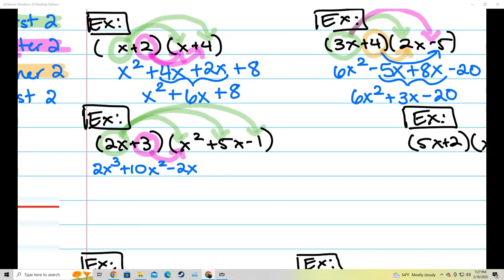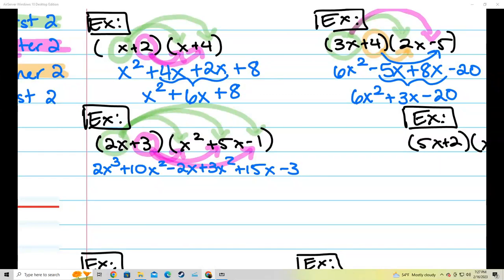So that's going to be 3 times x squared is a 3x squared. 3 times 5x, that's going to give me a plus 15x. And then 3 times -1, that's going to give me a -3. As far as distributing is concerned, I am done with the distribution.